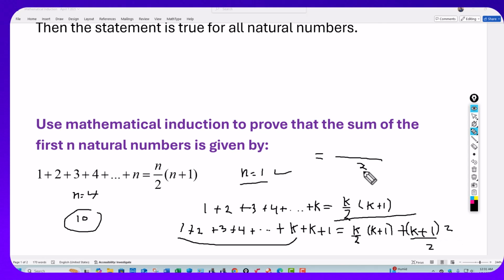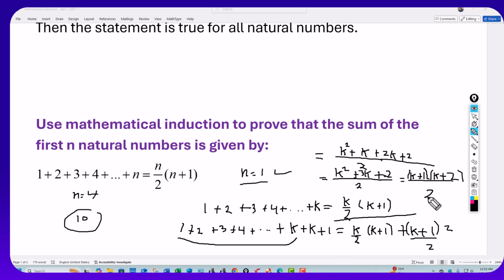So it'll be 2 here, and then it'll be k squared plus k squared there, plus k, and over here multiply through by 2, so this will be plus 2k plus 2. So let's just combine here. We have k squared, and then k and 2k is plus 3k plus 2. So far we have k squared plus 3k plus 2. Now we just factor this. And this is going to factor k plus 1, k plus 2. And this is over 2.